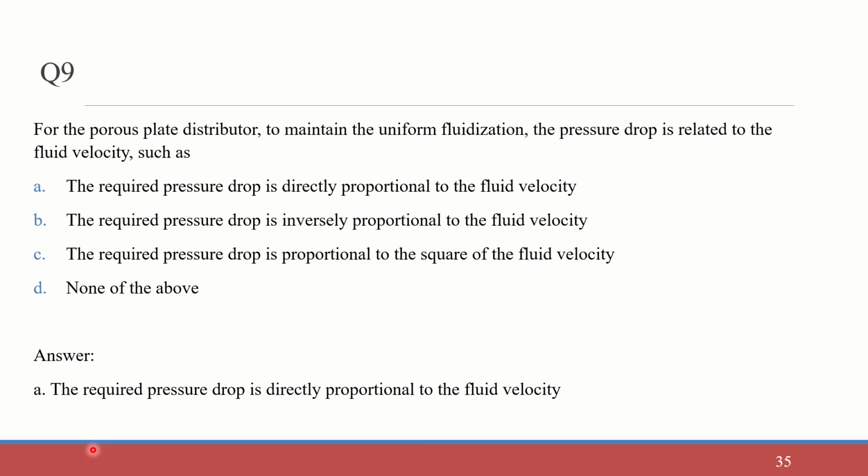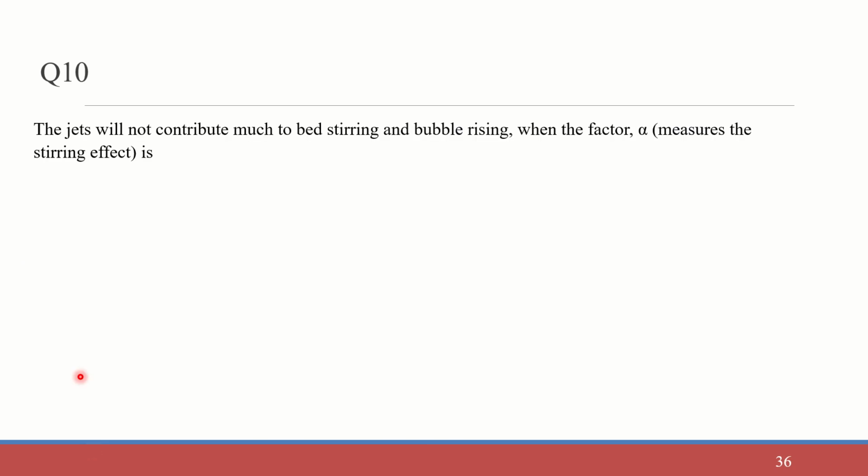Now let us go to question 10. In question 10, the jet will not contribute much to bed stirring and bubble rising when the factor alpha, which measures stirring effect, is dash. So here it is given that jet is not contributing much to bed stirring and bubble rising. So bed stirring, bubble rising, everything is related to kinetic energy, right? So what is the factor alpha? Alpha is the measure of stirring effect. So if you remember the alpha formula, it is somehow related to kinetic energy.